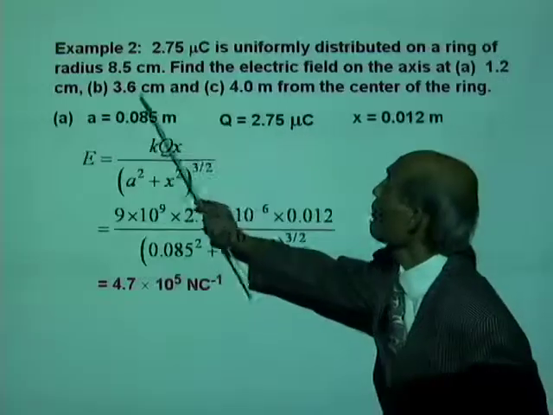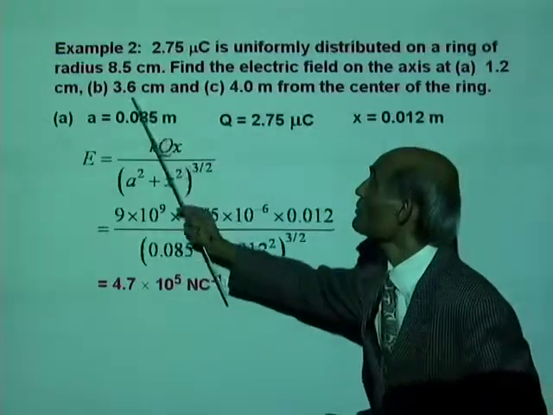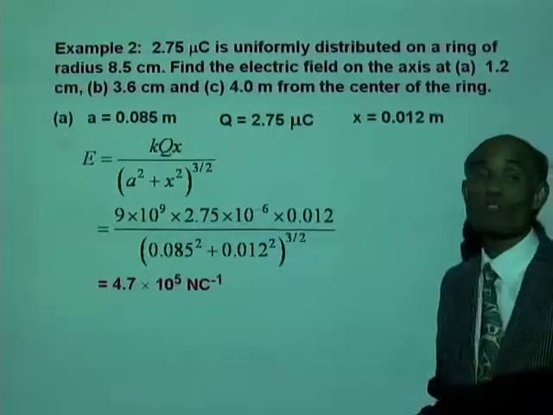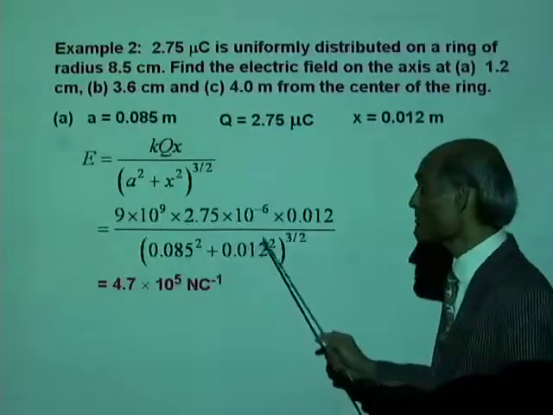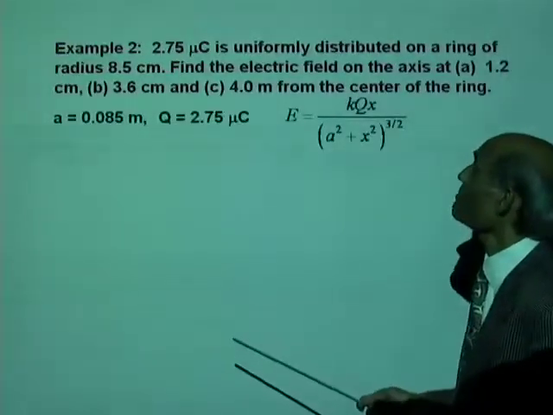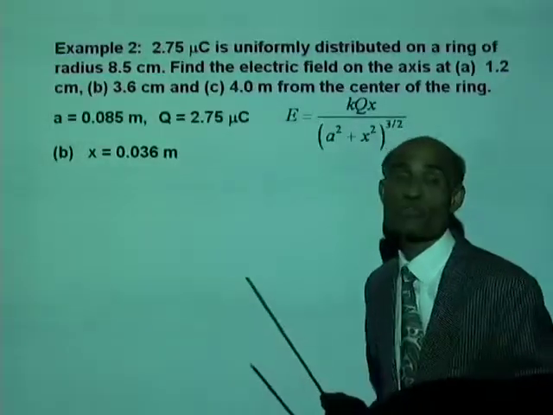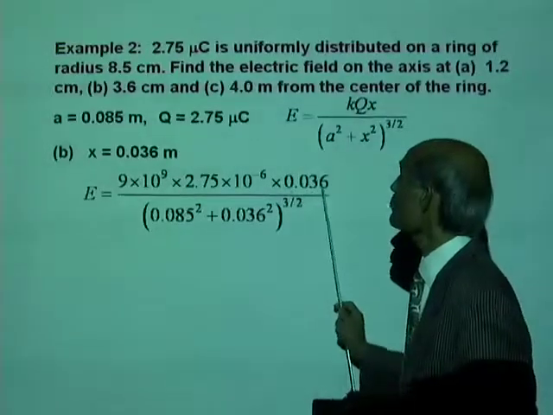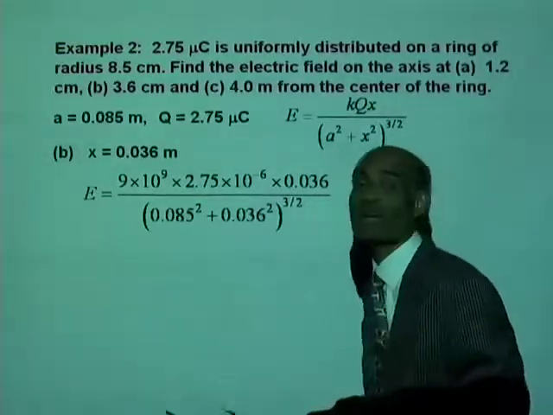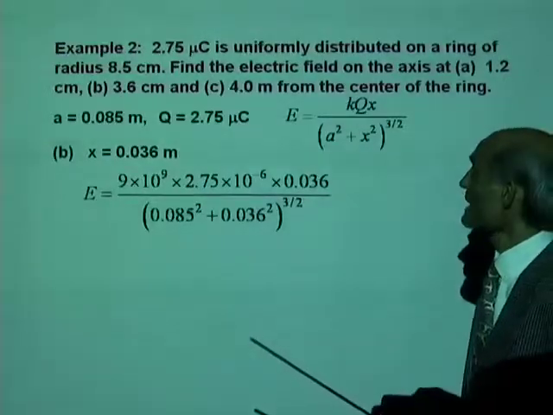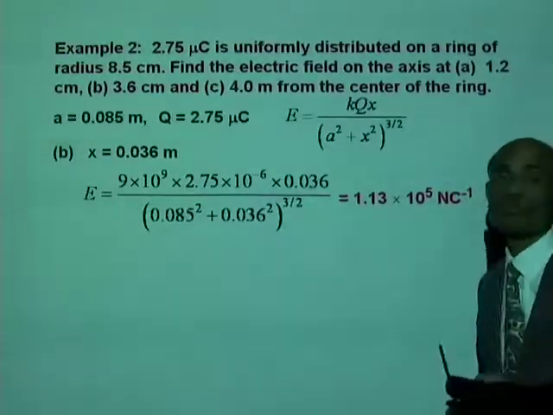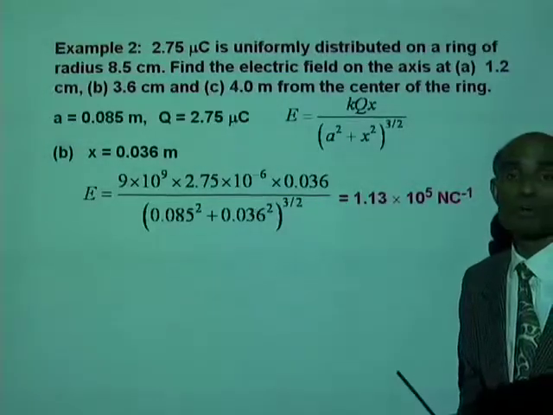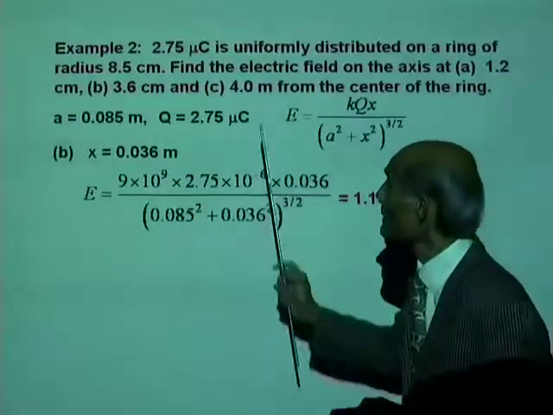Alright, and for B part, the only difference is x will now become 3.6 centimeter or 0.036 meter. That's the only difference there for B part. For B part, x equal to 0.036 meter. So everything else remains the same. We simply replace our x by 0.036, and that gives you the electric field 1.13 times 10 to the 5 Newton per coulomb.